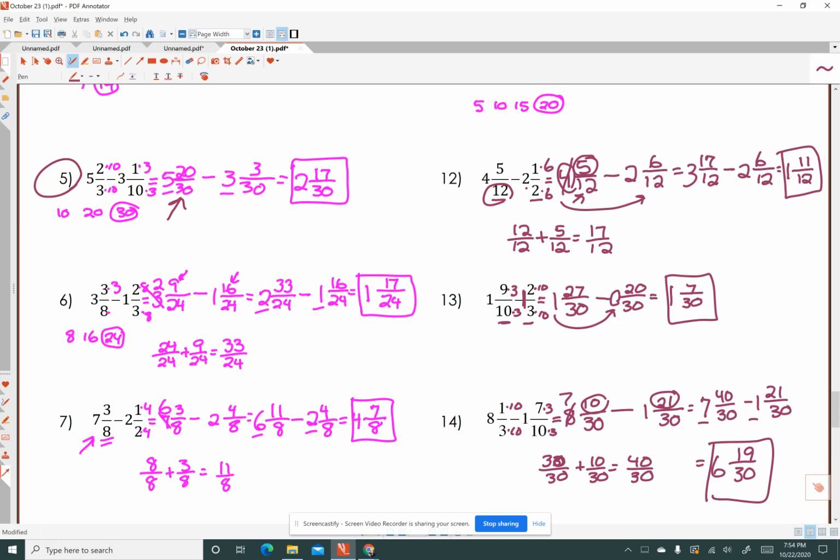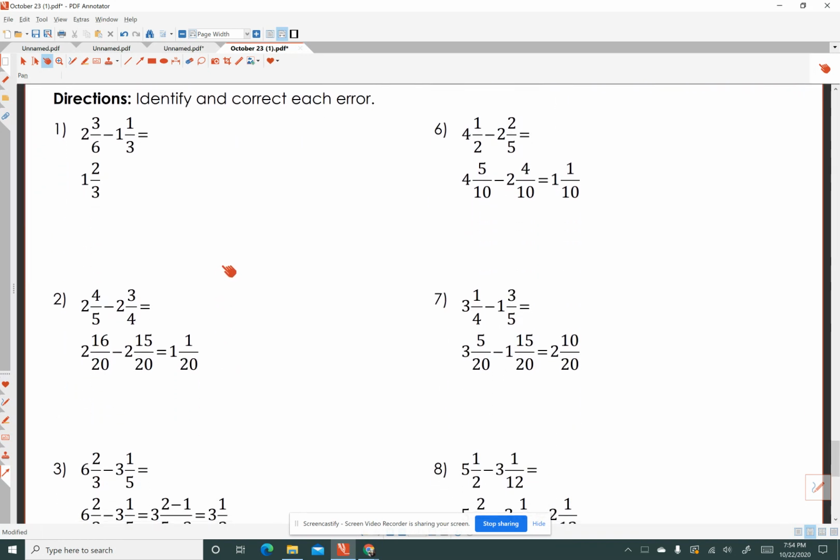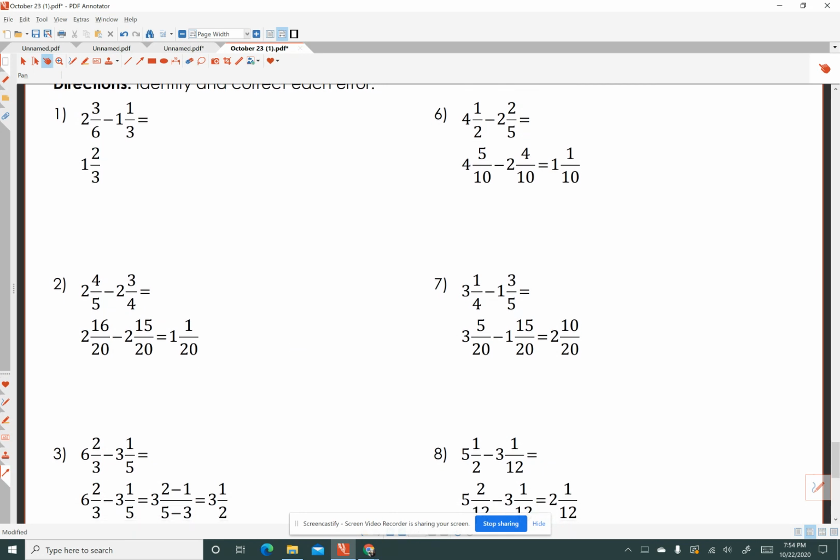So let's move on to our error analysis. How did you do with this? Okay. Now we've got our error analysis. These are my favorite ones. So we're going to identify and correct each answer.